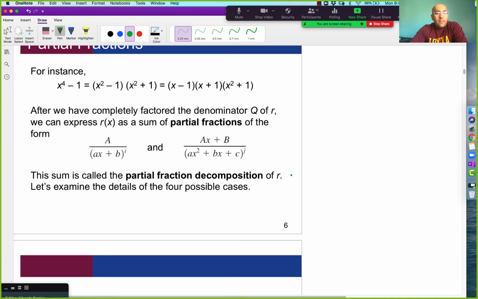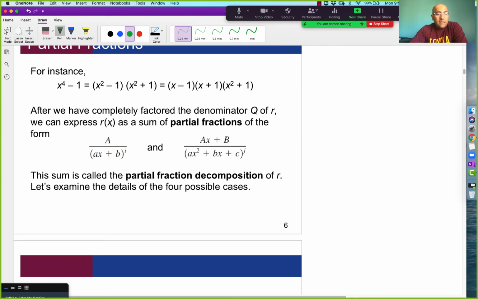Okay, so the method of partial fraction decomposition indicates that after we've completely factored something, we can express it like this. So A over (ax plus b) to the power of i, and (Ax plus B) over (ax squared plus bx plus c) to a power of j. Right? I know this looks a little confusing right now. We're going to break this down even further in a second.